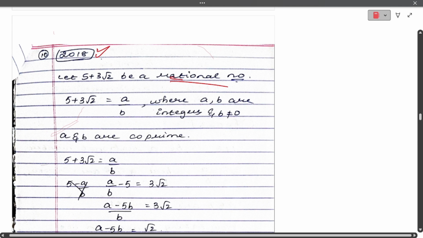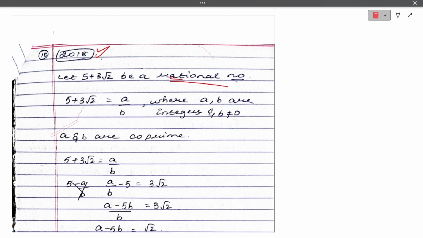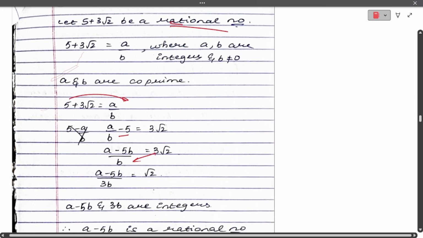Then what happens? 5 plus 3 root 2 is a by b. So when you take 5 onto the other side, a by b minus 5, 3 root 2 is remained as such. Then when you take LCM, a minus 5b divided by b is equal to 3 root 2. I'll take 3 to the denominator. I will be getting a minus 5b divided by 3b is equal to root 2.